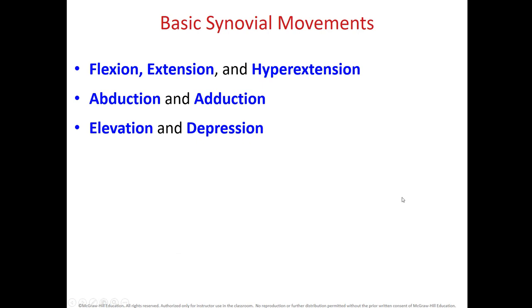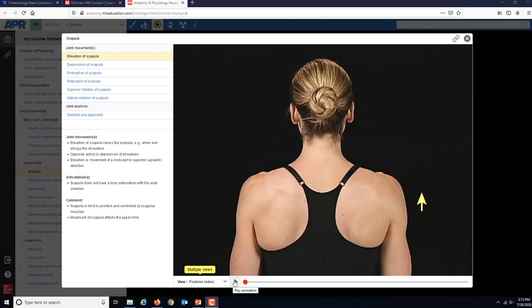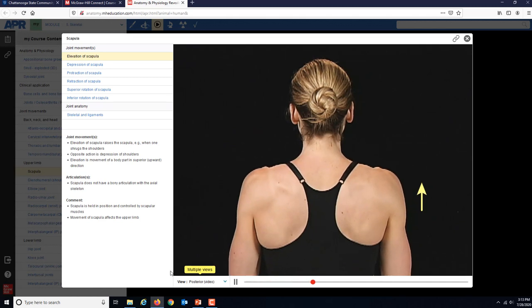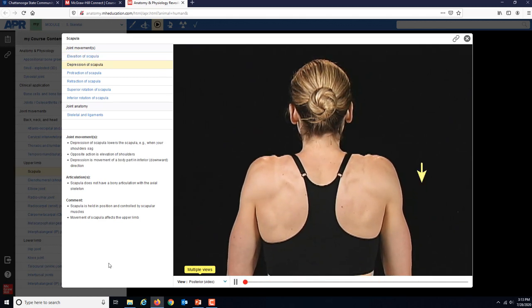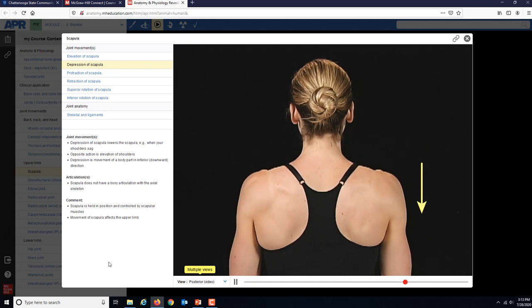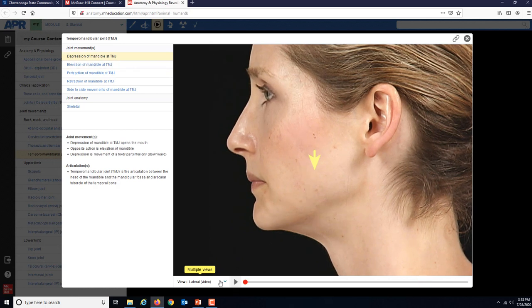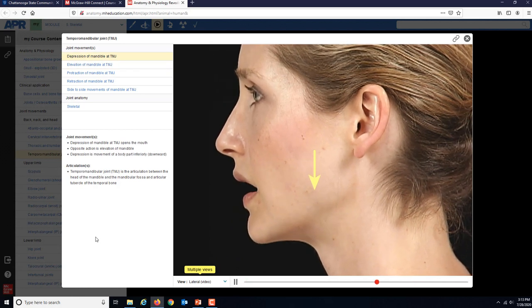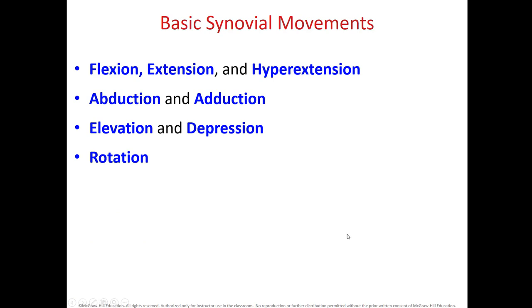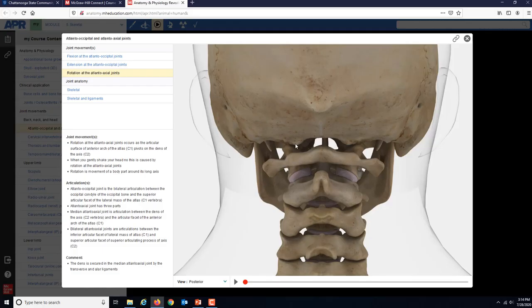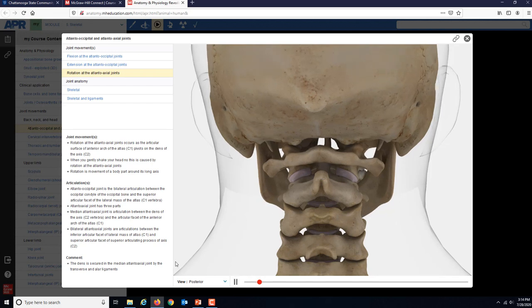The next set is elevation and depression. Elevation of the scapula, bring it up, and depression, bring it down. We have elevation of the mandible, and we have depression of the mandible. Let's look at rotation. This is typically at a pivot joint. So looking at the atlas, your first cervical vertebra, and the axis, the second cervical vertebra, this is rotation.